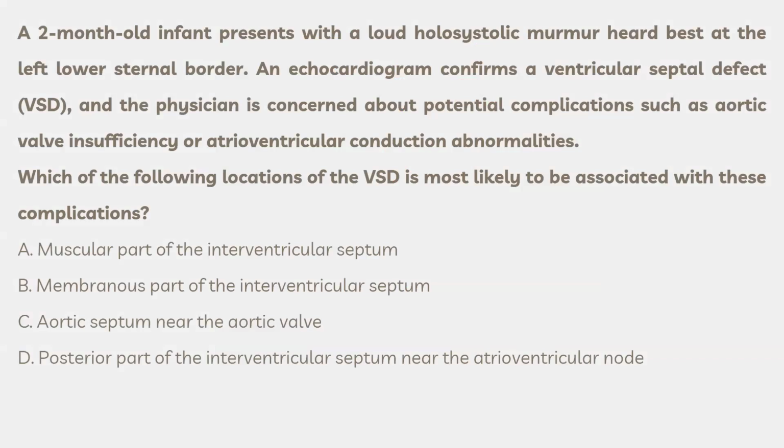A two-month-old infant presents with a loud holosystolic murmur heard best at the left lower sternal border. Echocardiogram confirms a ventricular septal defect, and the physician is concerned about potential complications such as aortic valve insufficiency or atrioventricular conduction abnormalities. Which of the following locations of the VSD is most likely to be associated with these complications?